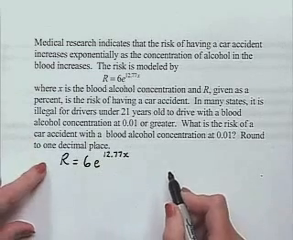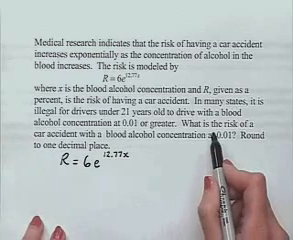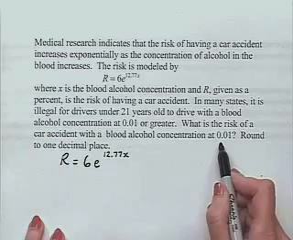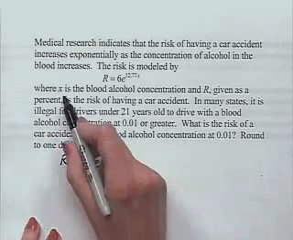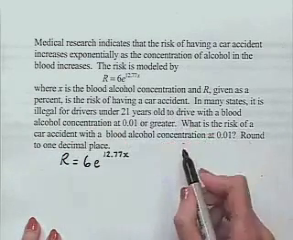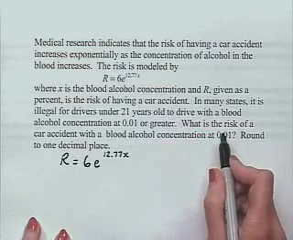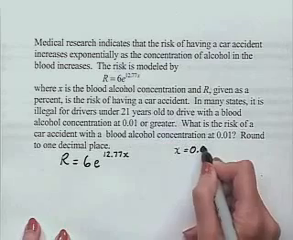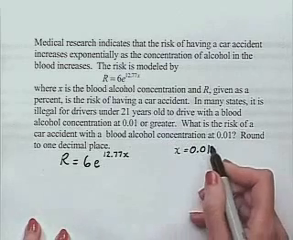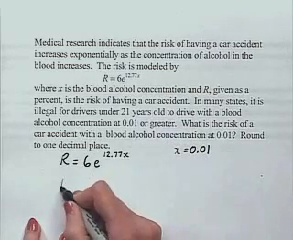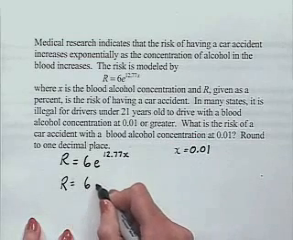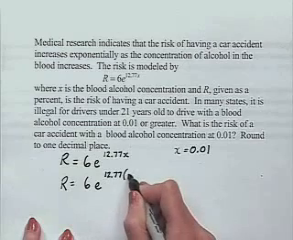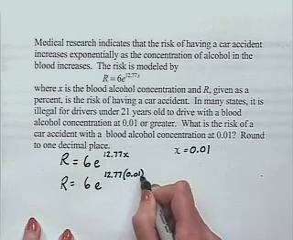In this problem, we're trying to figure out the relationship between the risk of a car accident with the blood alcohol concentration. We're told that the value of x is equal to the blood alcohol concentration. And at the bottom, we want to find that risk when we are given the value of x equal to 0.01. Let's evaluate this by substitution. We'll have R equals 6 times e to the 12.77 multiplied times 0.01.